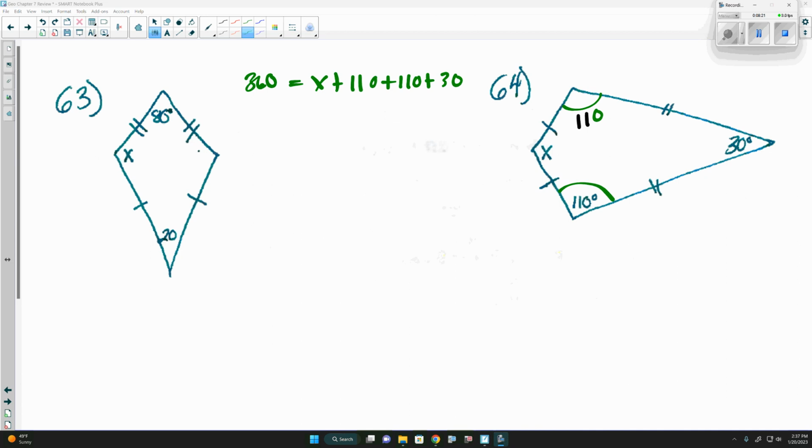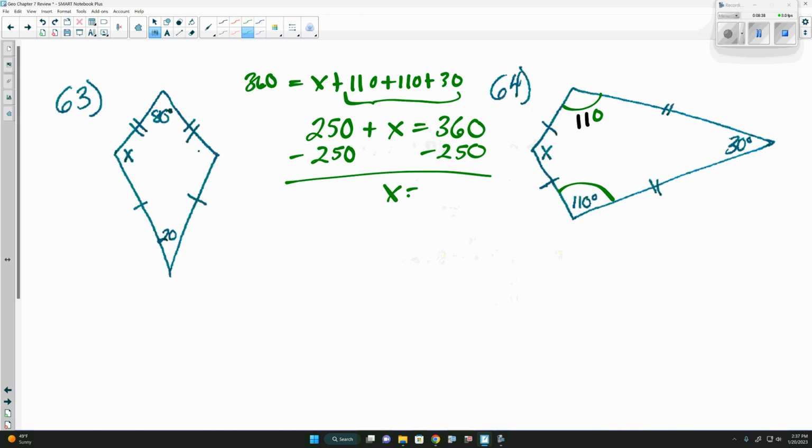All right, guys, so we set this equal to 360. Now we can combine like terms. So our 110 plus 110 plus 30 is 250. So we have 250 plus x is equal to 360. So we can minus 250 from both sides. And incidentally, x is 110. Any other questions on 63 or 64?